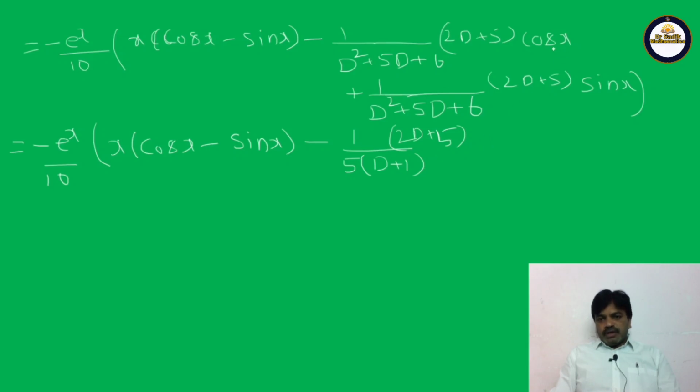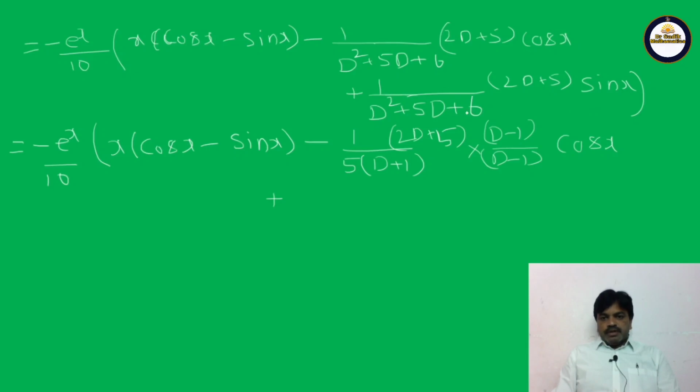Again we have cos x, friends. We need d square here, so multiply with the rationalizing factor. What is the rationalizing factor here? d minus 1. So (d minus 1) by (d minus 1) into cos x, plus, here also replace d square by minus 1 square.